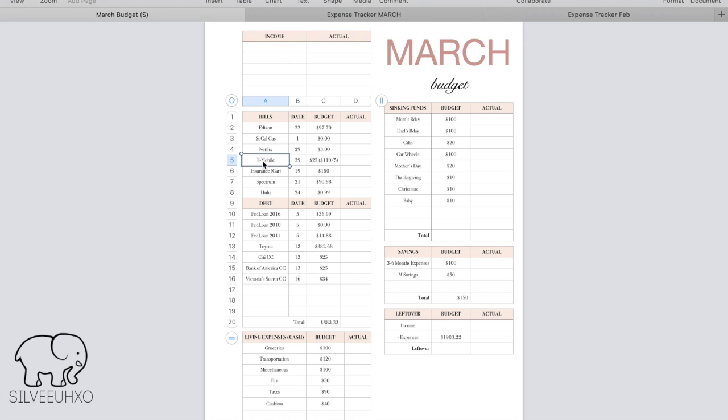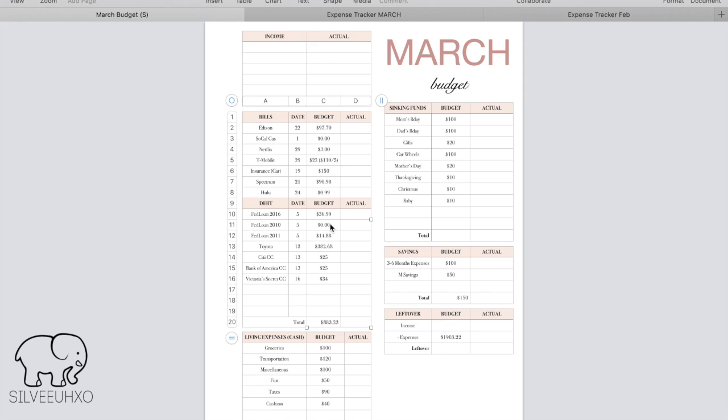For example, for T-Mobile, I have that the $22 is due. So that's what I have budgeted. But if for whatever reason I decide that I actually want to pay ahead and also pay April's bill, and I end up paying 44, then we want to make a note that we budgeted 22, but we ended up paying $44.